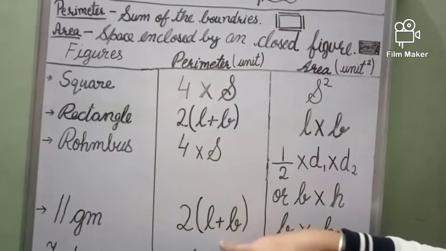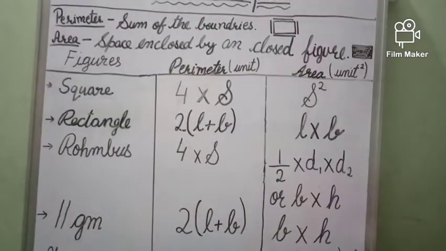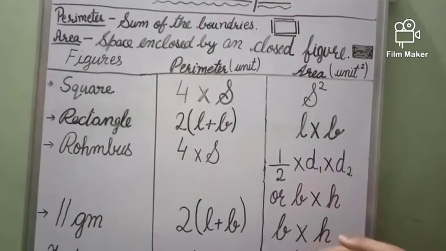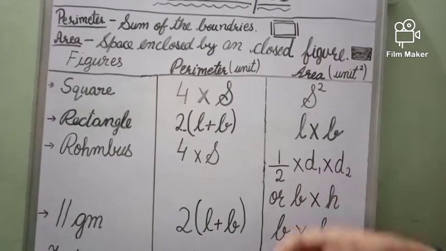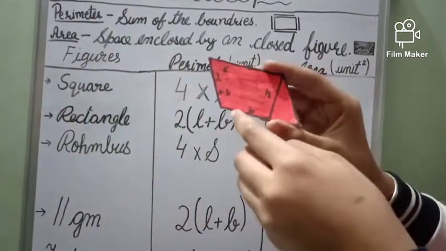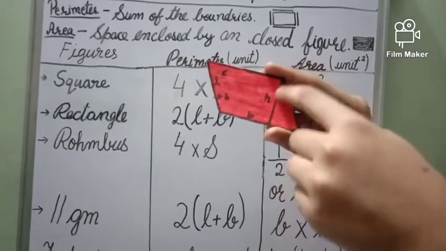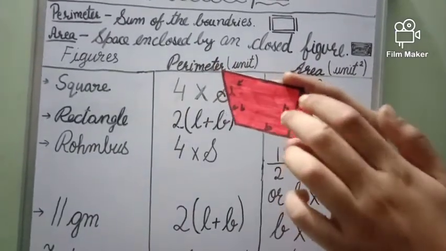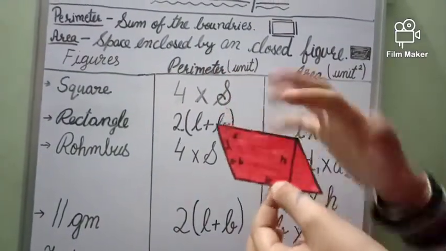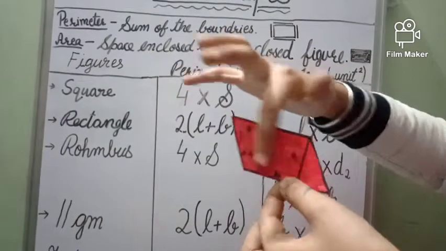So this would be the perimeter of the parallelogram. And to find its area, the formula is base into height. Let's assume this as the base and this as the height. So when we multiply base and height, we would be able to find the area of this parallelogram.